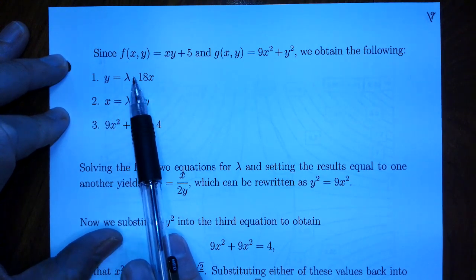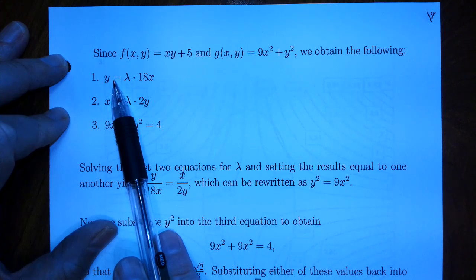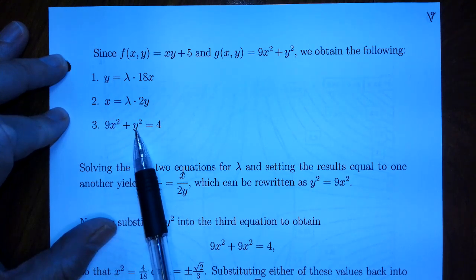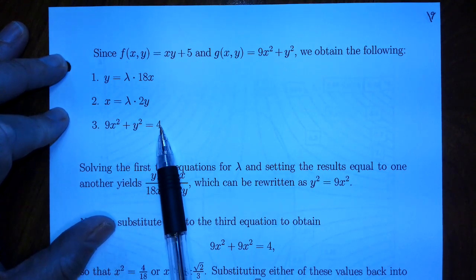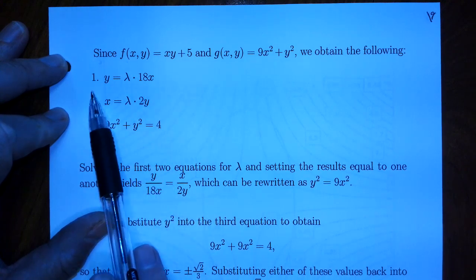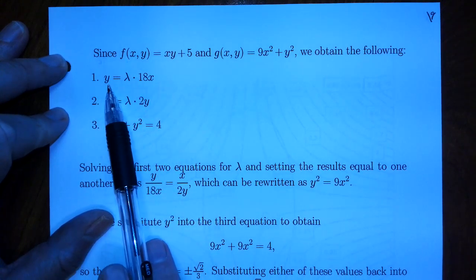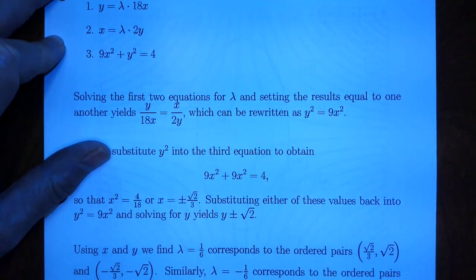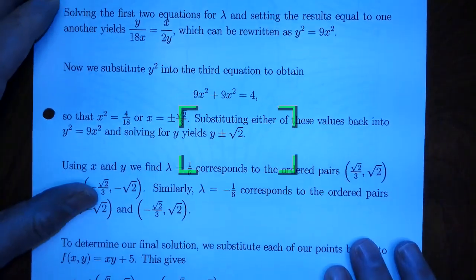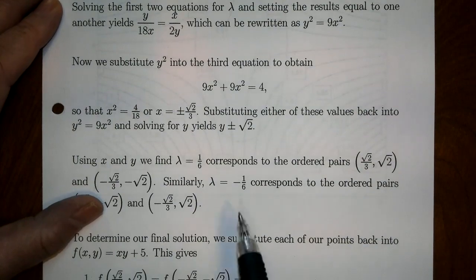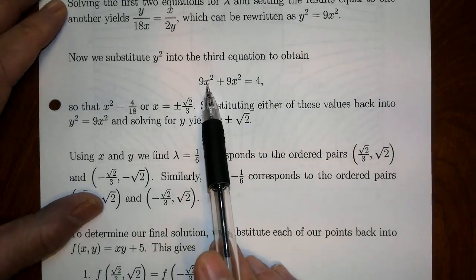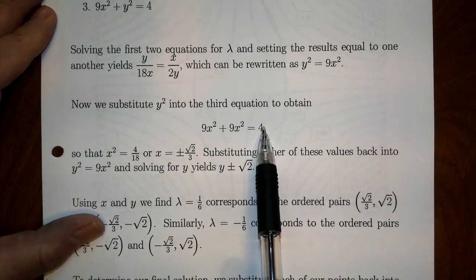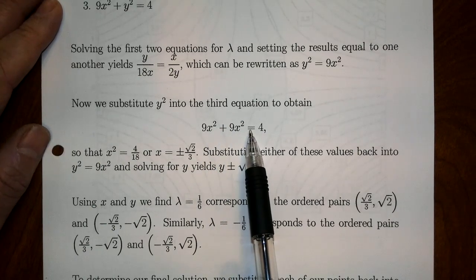Well, if x was 0, then y would have to be 0. And if both x and y are 0, this equation wouldn't be satisfied. So we can rest assured that dividing by x is okay because x can't be 0 and y can't be 0 either. Okay, so now we have an equation: 9x squared plus 9x squared equals 4. We're down to one equation and one unknown.